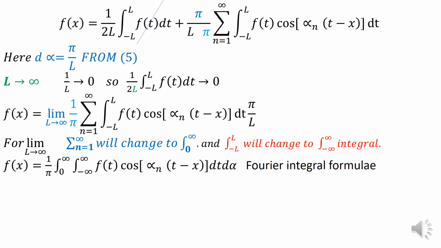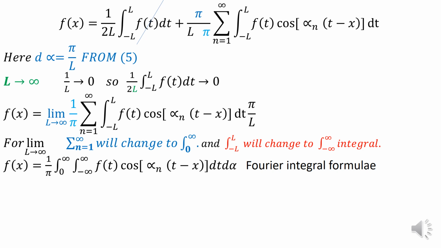So what is left is f(x) equal to the limit, we have taken the limit as l tends to infinity. So what I am left with is 1/pi on the left, because this pi/l I have taken inside the integral, which runs from -l to +l. So what will happen is, as the limit l tends to infinity, this summation will change to the integral that I have already discussed with you.